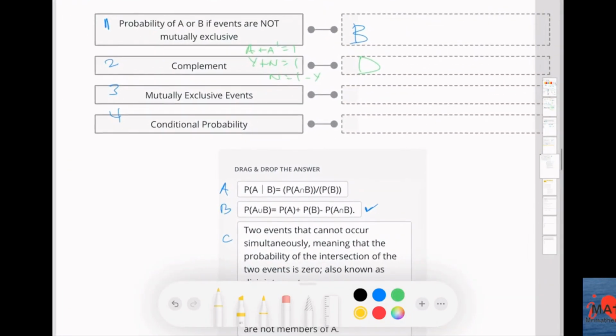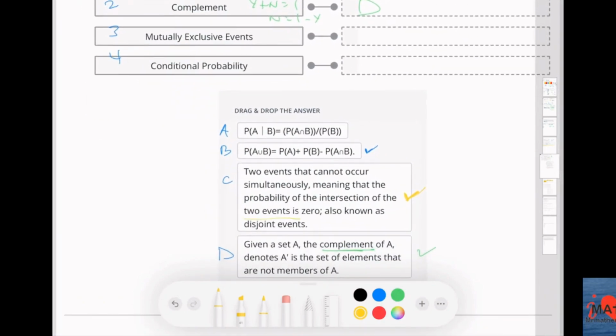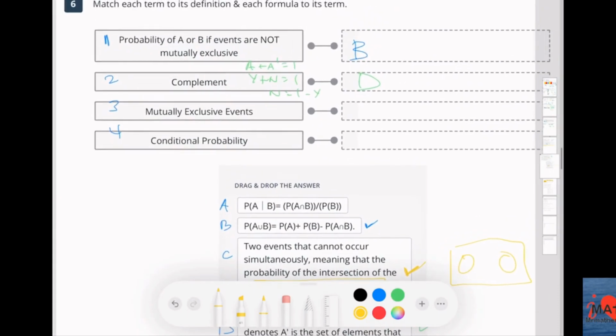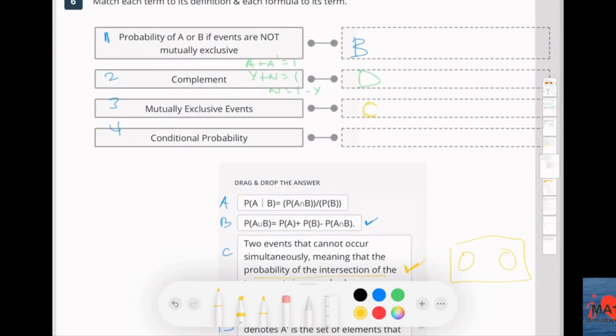Okay, number 3, mutually exclusive events. Two events that cannot occur simultaneously, meaning that the probability of the intersection of the two events is 0, also known as disjoint events. Yep, that's that one. Because remember we talked about in class that there is no intersection. Then that would be that one. So that would be 3C. 3 is C.